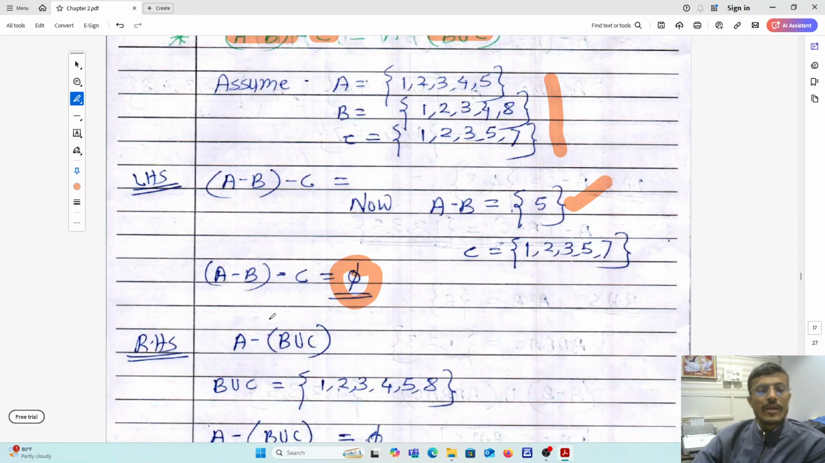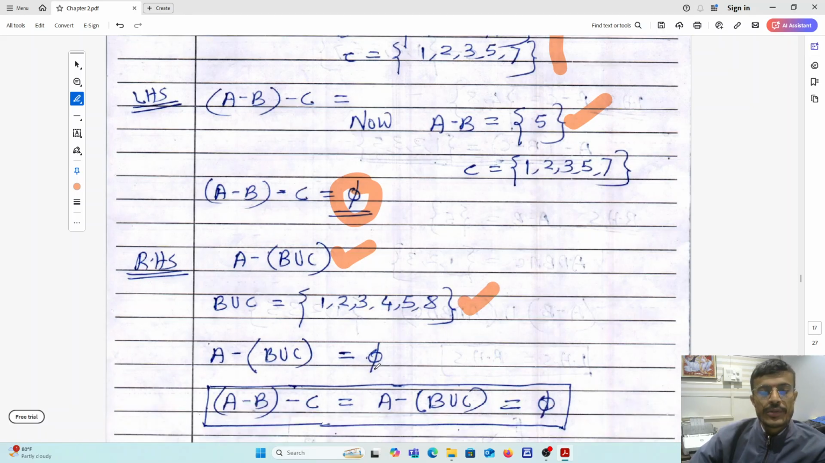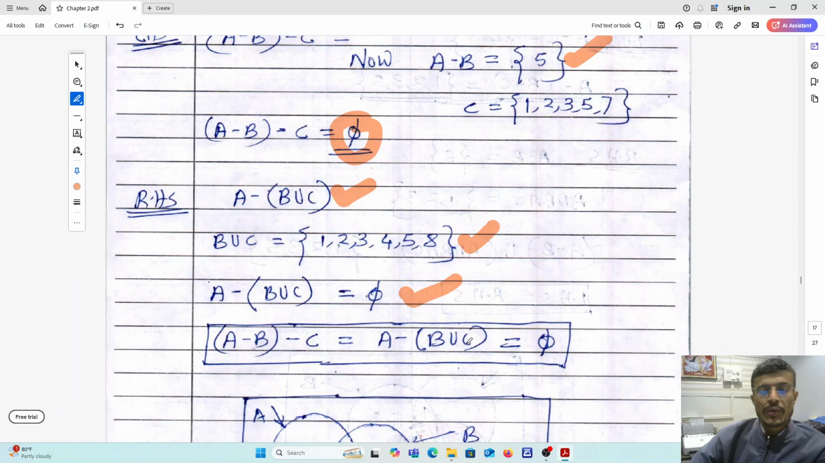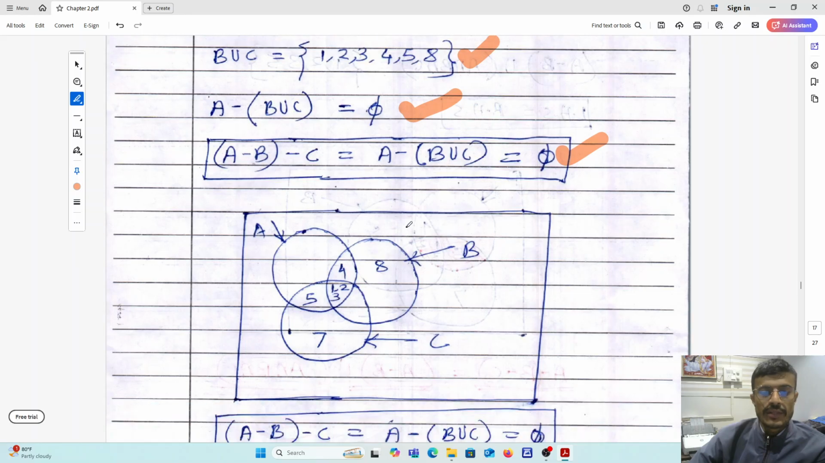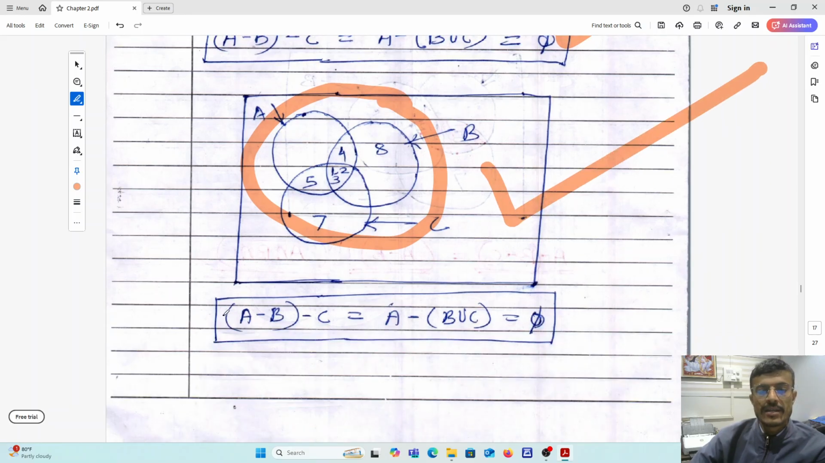Then on the RHS you have to find A minus (B union C). First of all, B union C is equal to this set, and A minus (B union C) is equal to this 5. So basically, LHS is equal to RHS is equal to 5, which will give you a diagram like this one. There is no shaded portion. Keep in mind, there is no shaded portion. You have to draw this as it is. This is nothing but the Venn diagram for (A minus B) minus C, which is equal to A minus (B union C), which is equal to 5.